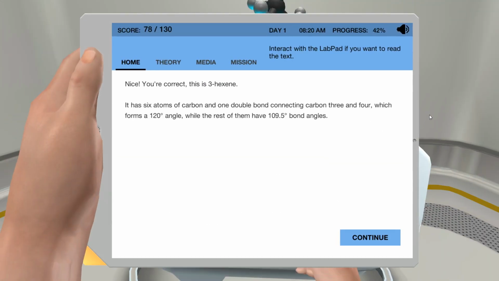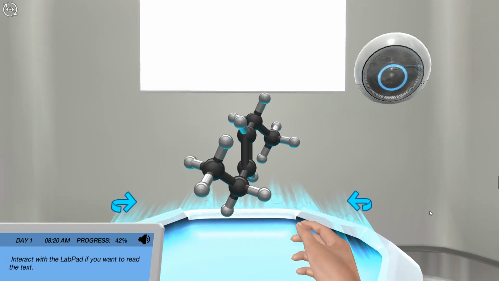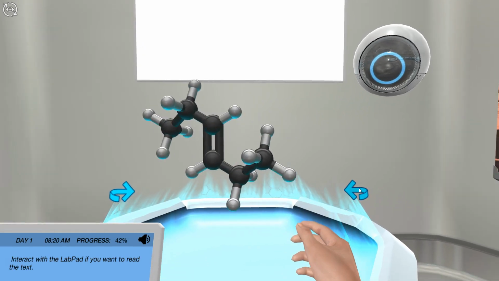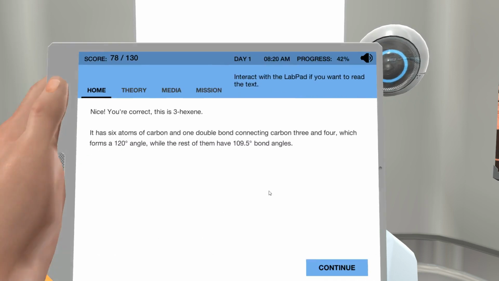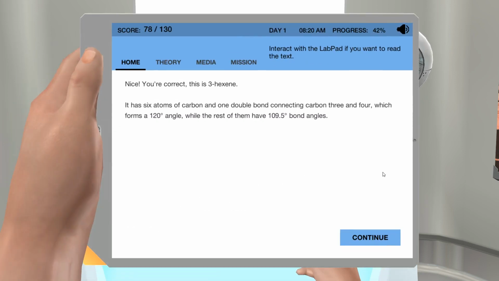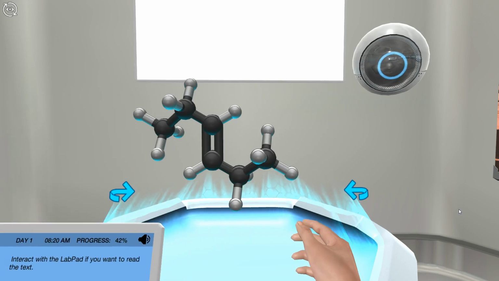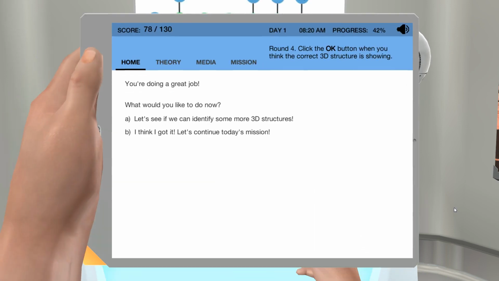Nice. You're correct, this is 3-hexene. It has 6 atoms of carbon and 1 double bond connecting carbon 3 and 4, which forms a 120 degrees angle, while the rest of them have 109.5 degrees bond angles. You're doing a great job. What would you like to do now?